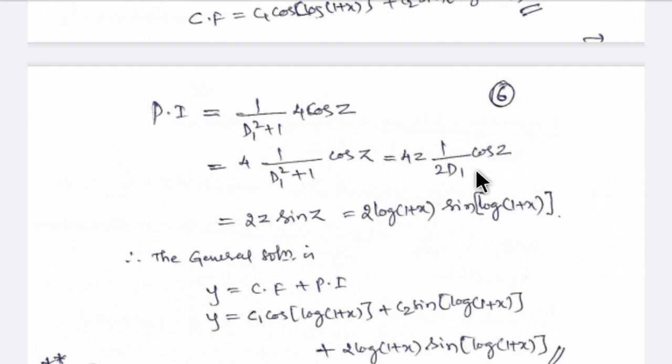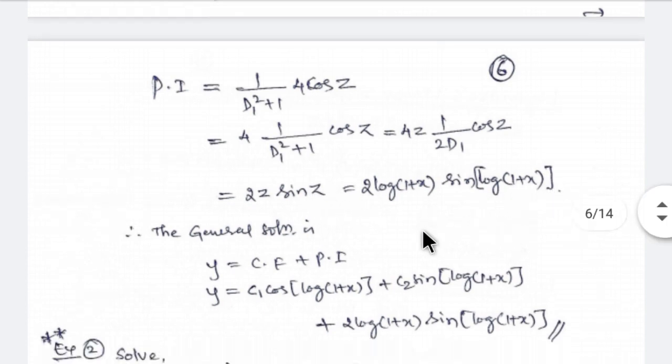Then 4 by 2 gives 2, so you write 2z times 1 by D1 on cos z. Here 1 by D1 stands for integration with respect to z, and the integration of cos z is sin z. So 2z sin z. Substituting back z in terms of x, it is 2 into log of (1 plus x) into sine of log of (1 plus x). This is the particular integral.